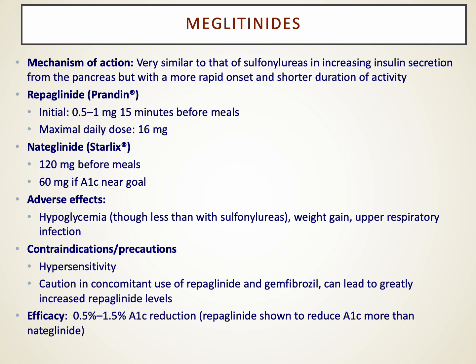The meglitinides, these agents like Prandin and Starlix, are very similar to sulfonylureas, except that they are dosed more frequently around meals. I have not seen patients on these agents either in recent history, so I would not worry about them, but you may occasionally see one of these.